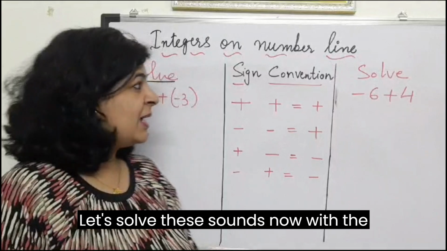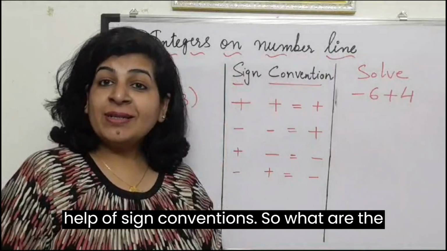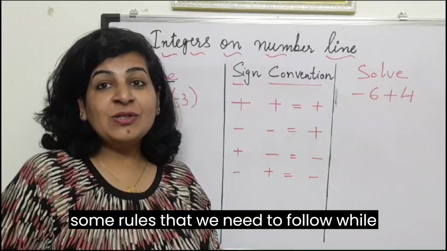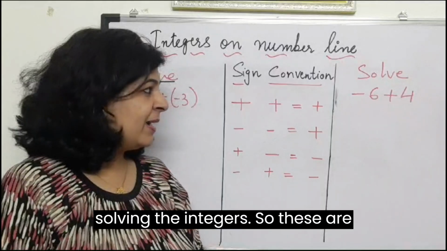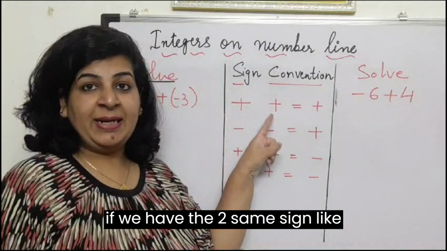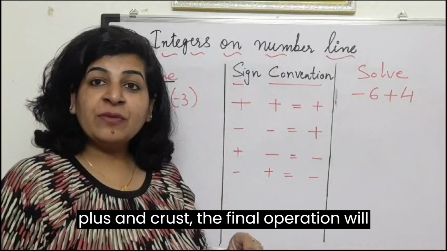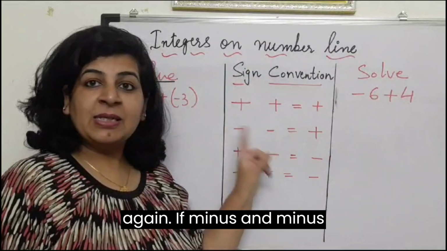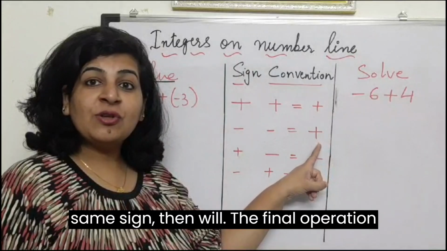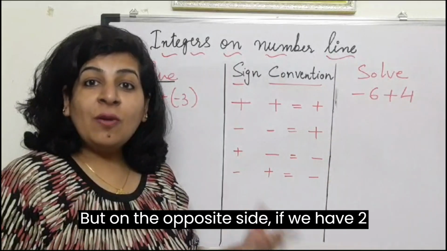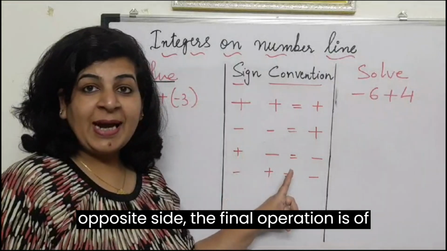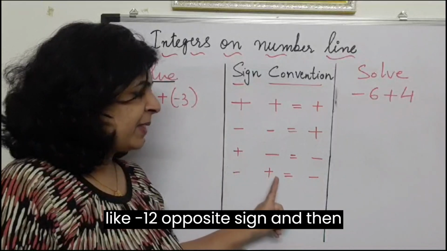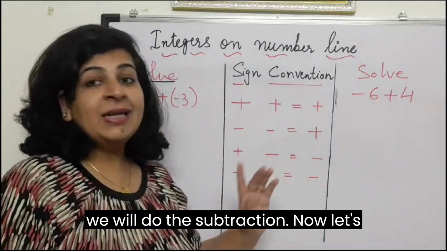Let's solve these sums now with the help of sign conventions. So what are the sign conventions? Sign conventions are some rules that we need to follow while solving integers. So these are, if we have two same signs like plus and plus, the final operation will be of adding. And if minus and minus, same sign, then the final operation is of plus only. But on the opposite side, if we have two opposite signs, the final operation is of subtraction. And same with the last one, like minus plus, opposite sign, and then we will do the subtraction.